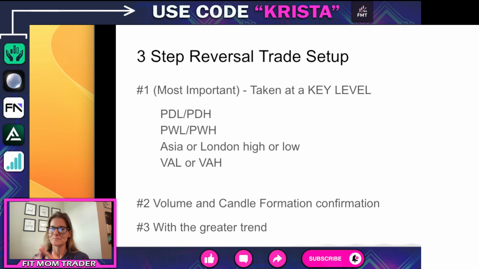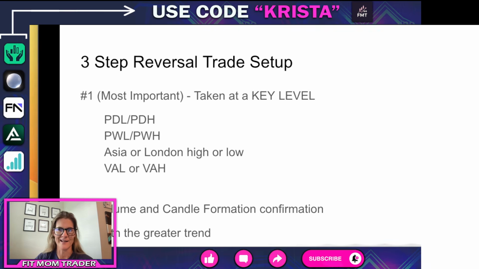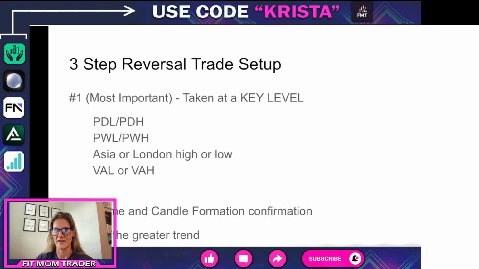Just to recap, first and most important is only take these at key levels, not just any wick when you're looking to the left. Second thing is volume and candle formation. And I'll pull up the chart, an example here in just a second to show you what that looks like. And then pay attention to the greater trend, because you're obviously going to get a little bit more out of it if it's in line with where the trend is going.